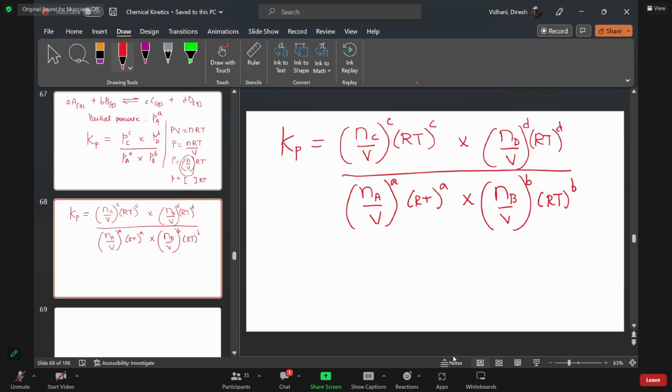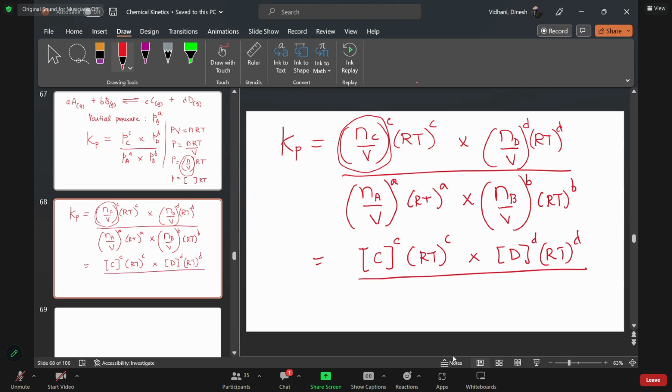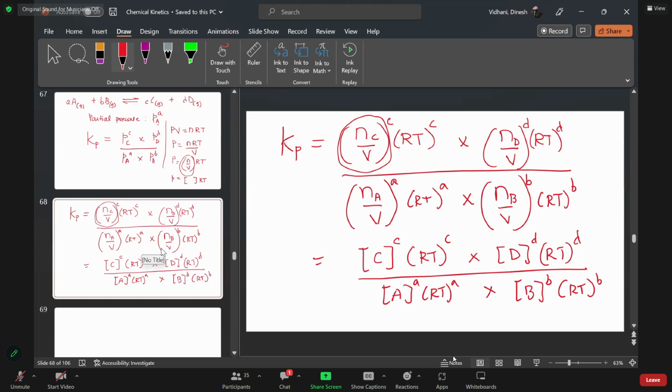RT raised to B. Now, I can simply replace this by the square bracket. What does it mean? This one is the concentration of C, and then multiplied by RT raised to C. And the next one is concentration of D, RT raised to D, divided by concentration of A, RT raised to A, and concentration of B, RT raised to B. So far, so good? Simple math? So far, so good. Okay.